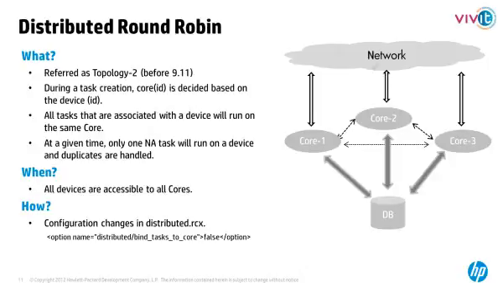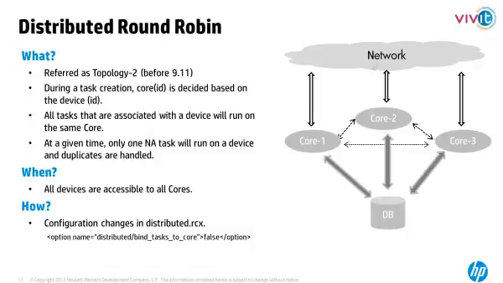Now the second one is called distributed round robin. This is referred to as topology 2 in the current documents, the one before 9.11. So here, during the task creation, a core is decided based on the device. Let's say I create a new task. Based on the device, I decide which core it has to run on.